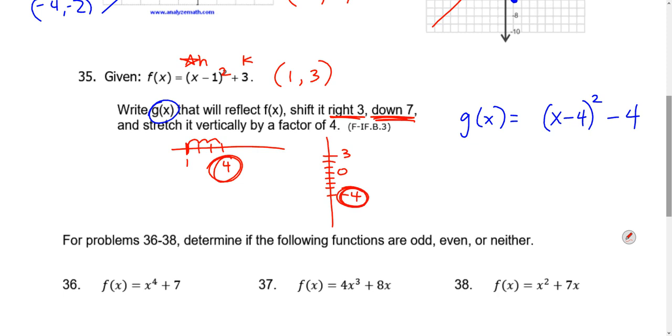Then they want us to also reflect it. A reflection happens anytime you put a negative in front. And then they want to stretch by a factor of 4. That also means just put the 4 in front. So that's your new function.